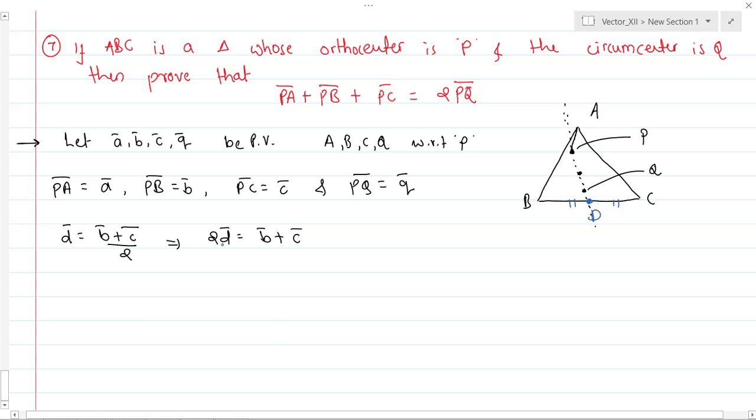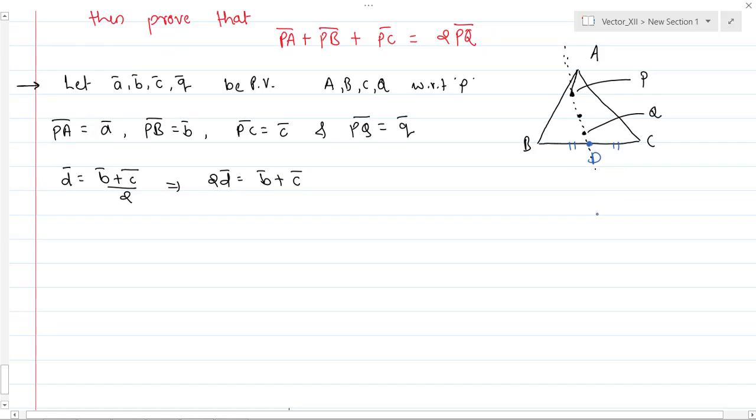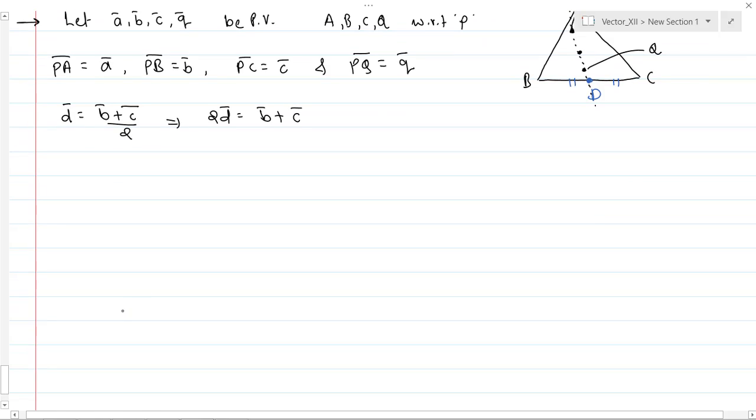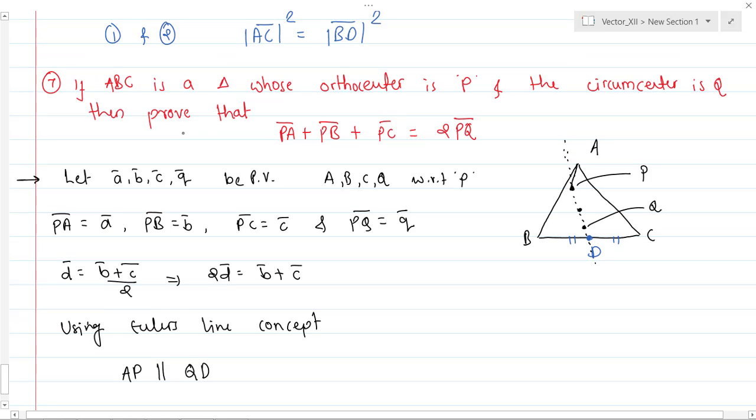Now this D bar is also the position vector of point D with respect to P. So these are the prerequisites for this. Now using the concept from the last video of the centers of a triangle, I can easily write down that, using Euler's line concept, AP bar is parallel to QD bar. All these vectors are parallel, so if you have not seen that video, please go and check it out.